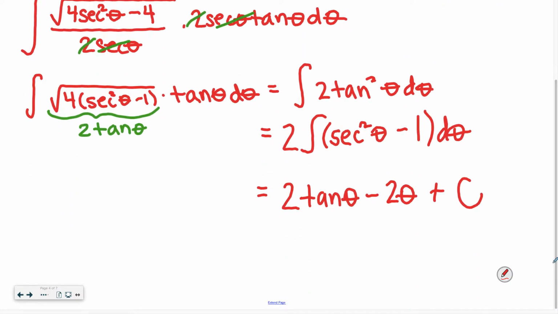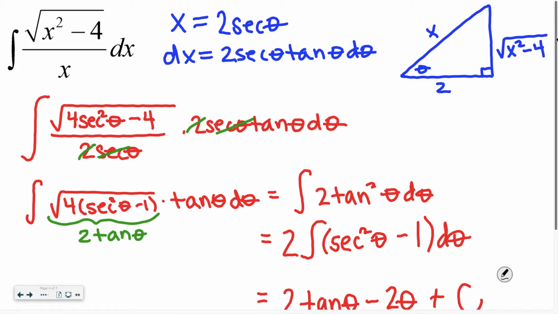Okay, so we get to do a couple things here. First of all, this answer is in terms of theta. Our original integral is in terms of x, so we've got to get back to x. Tangent of theta. Here's theta. What is the tangent of theta? Opposite over adjacent. So the tangent of theta is radical x squared minus 4 over 2.